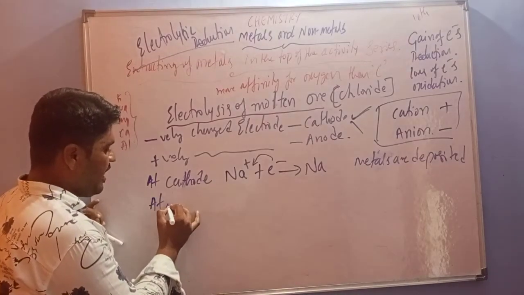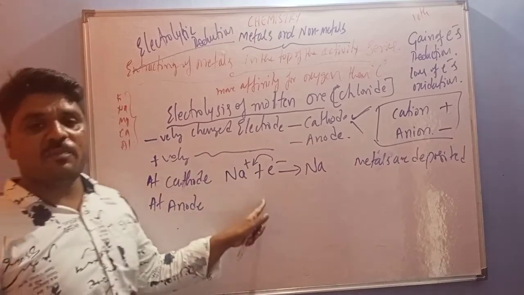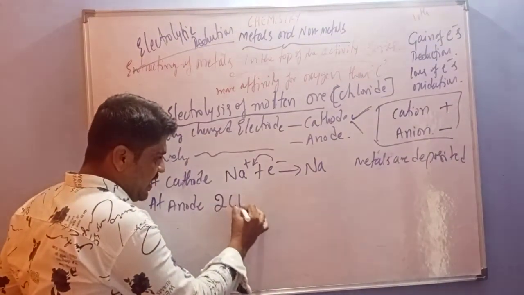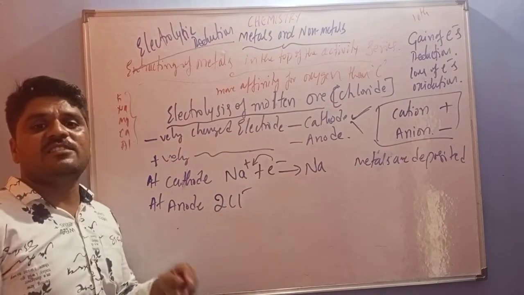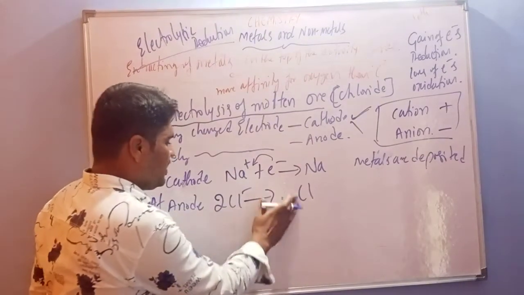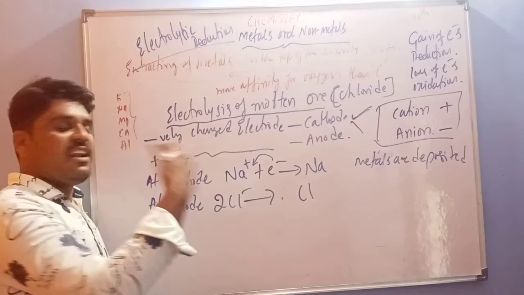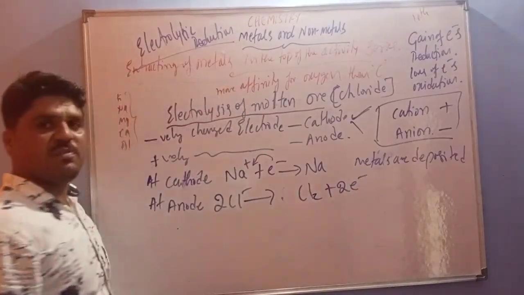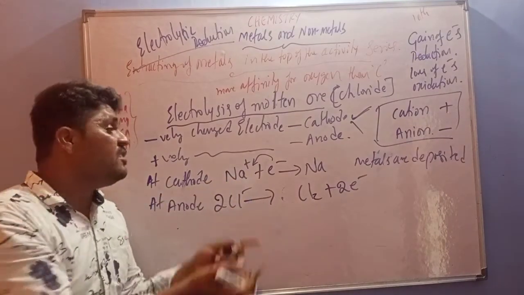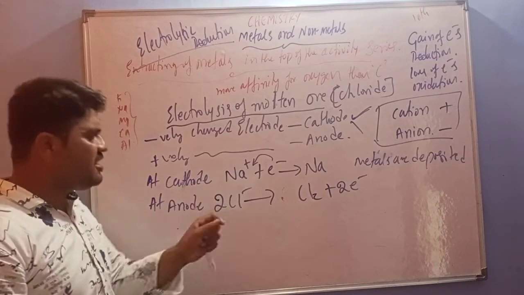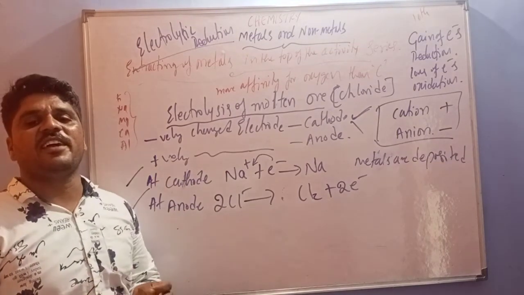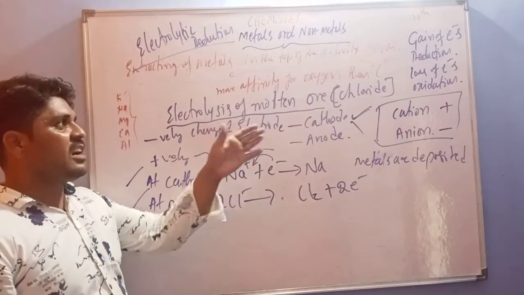At the anode, what happens? At the cathode, metals are deposited. At the anode, 2Cl minus, chloride ions, lose electrons. The 2Cl minus lose 2 electrons, that means Cl2 plus 2e minus. In the anode, an oxidation process occurs, and at the cathode, a reduction process occurs. This will be discussed deeply in refining of metals. Just remember the cathode reaction and anode reaction. In the next class, we will discuss the refining of metals, electrolytic refining of copper and aluminium, etc.